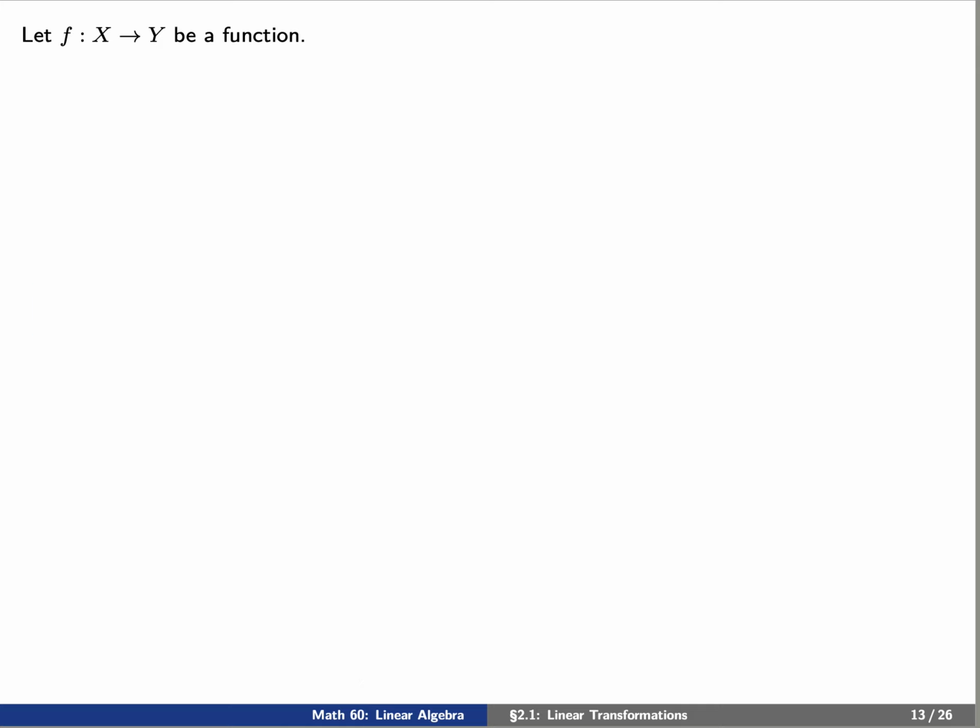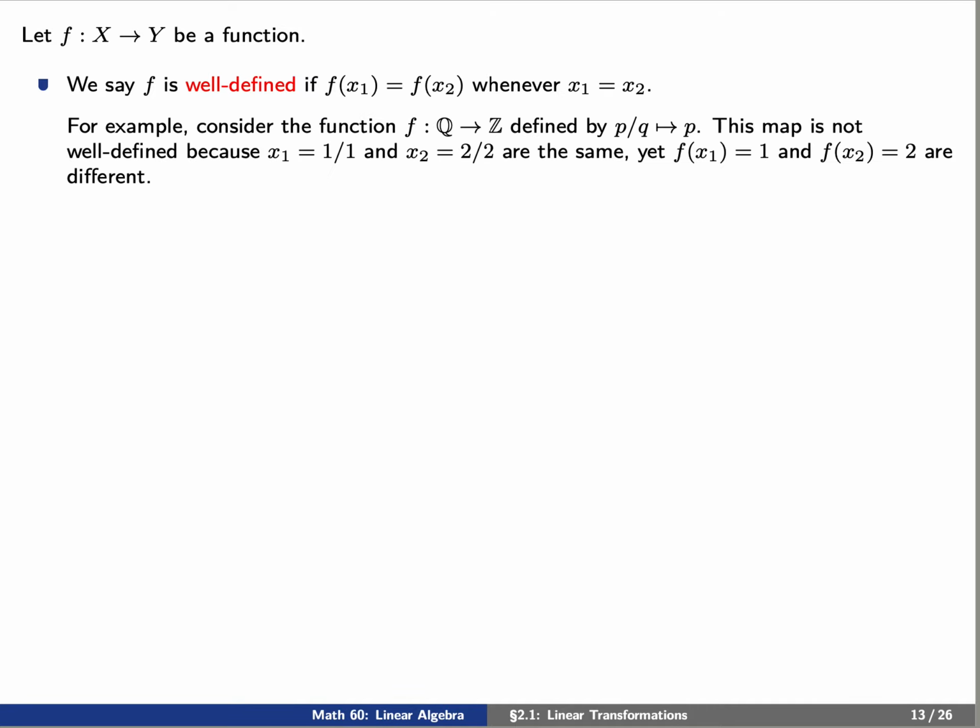Let's let f be a function again. We want to define some words. We'll say that our function is well defined if f of x1 equals f of x2 whenever x1 equals x2. Let's give an example of this. Consider a function f which goes from the rational numbers to the integers, defined by taking a ratio p over q and sending that to the numerator p.